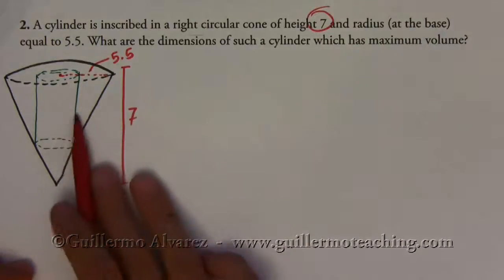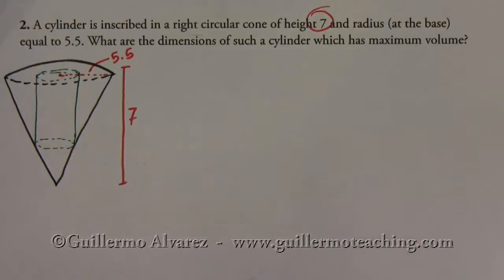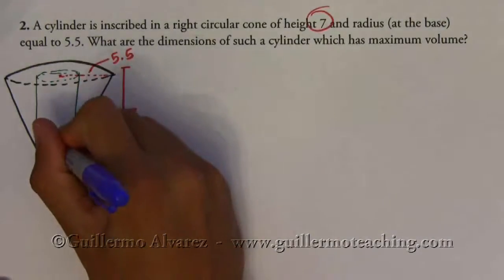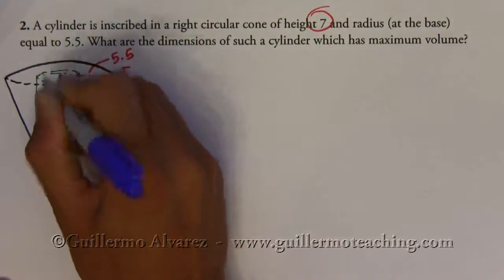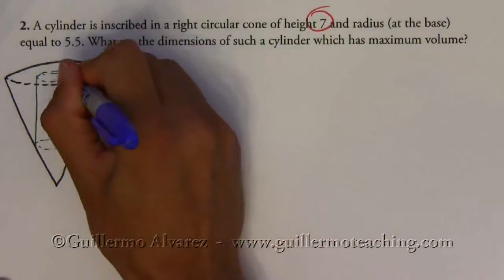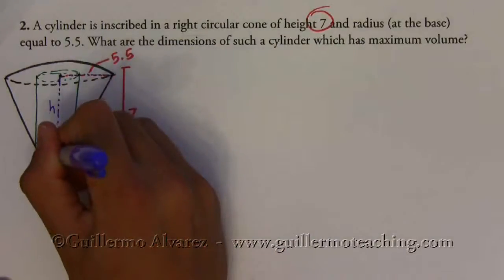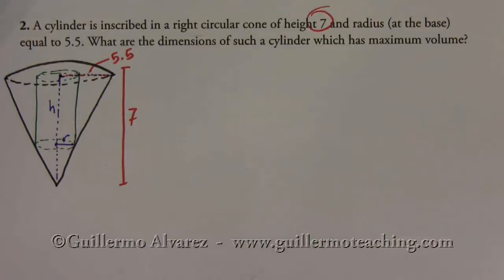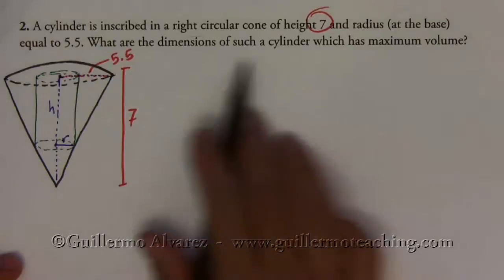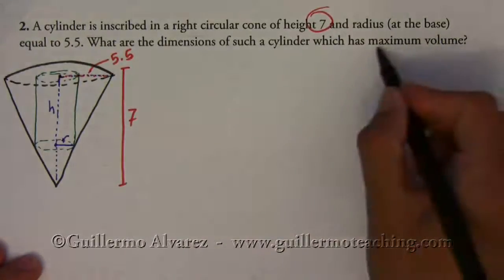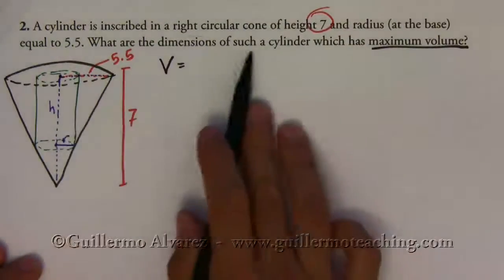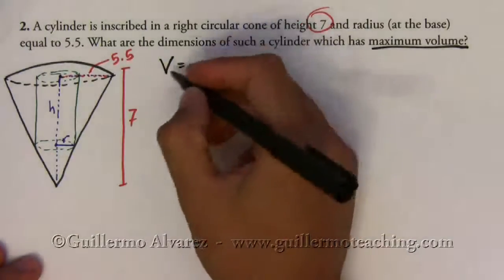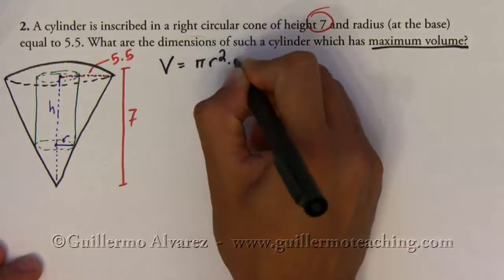So we're trying to find the dimensions of this cylinder, and so we need to label the characteristics of this cylinder. The cylinder has a radius as well. We can label it down here, and the cylinder also has a certain height. Well, first of all, we need to write down the formula that we're trying to maximize. In this case, we're trying to find the maximum volume, so we need the formula of the volume of a cylinder. So the volume of a cylinder is simply pi r squared times h.